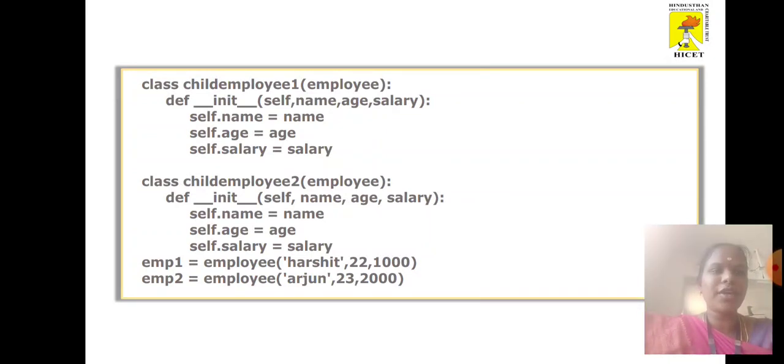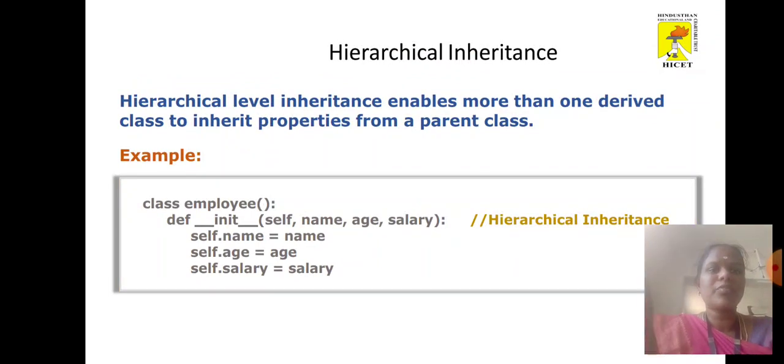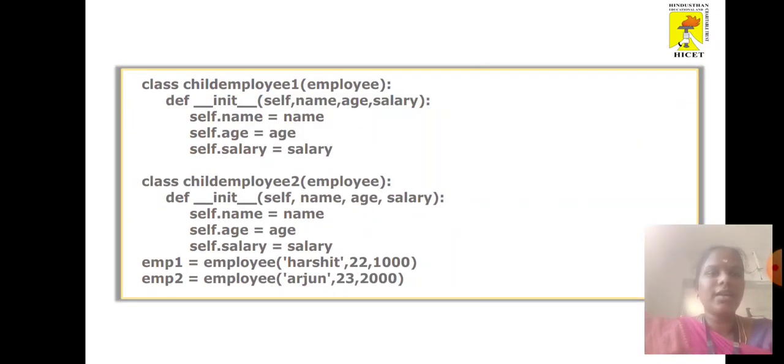There is no need of passing employee1 to employee2. So you can differentiate multi-level inheritance and hierarchical inheritance. In multi-level inheritance, we pass child employee1 to child employee2. But in case of hierarchical inheritance, in all the cases you have to pass the employee. The parent class should be passed in every child class. But in case of multi-level inheritance, the immediate parent should be passed into the new derived child class.